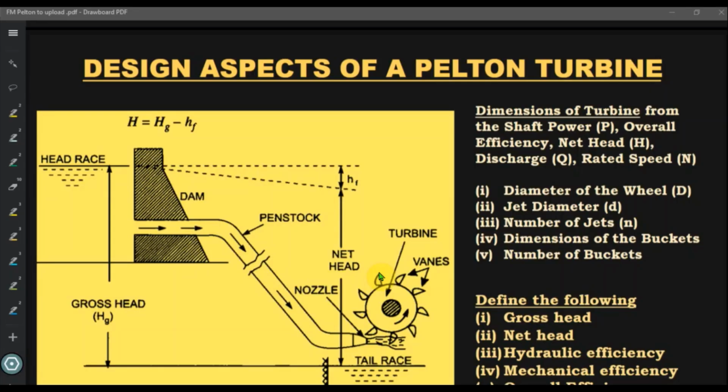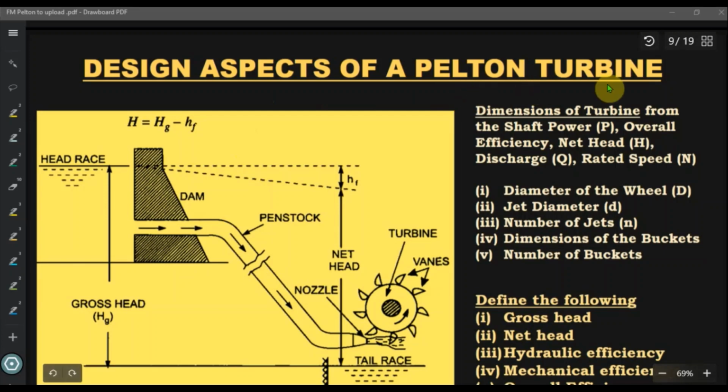Welcome to the 10th lecture on Module 1 of the Fluid Machinery course. In the last session, we derived expressions for the runner power, hydraulic efficiency, maximum hydraulic efficiency, and also the condition for attaining the maximum hydraulic efficiency in case of a Pelton turbine. The objective of this lecture is to discuss the design aspects of a Pelton turbine.